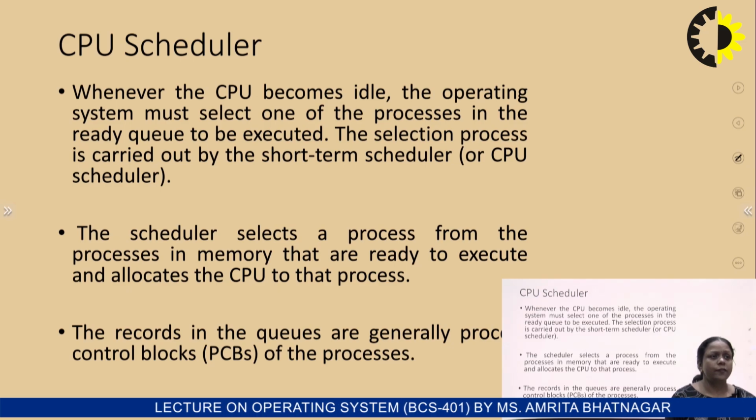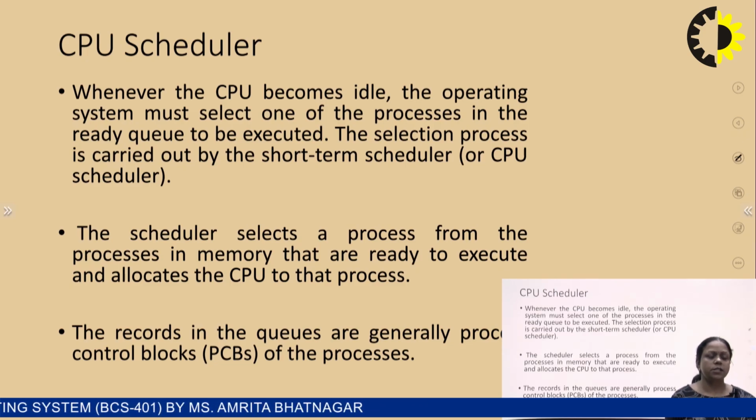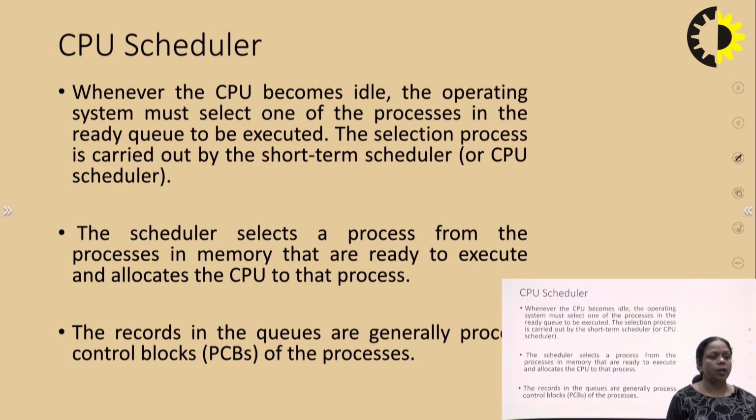What is the CPU scheduler? Whenever the CPU becomes idle, the operating system must select one of the processes in the ready queue to be executed. The selection is carried out by the short-term scheduler or CPU scheduler. The scheduler selects a process from the processes in memory that are ready to execute and allocates the CPU to that process. The records in the queues are generally process control blocks of the processes. So the CPU scheduler, also known as the short-term scheduler, selects a particular process from the memory to allocate the CPU.